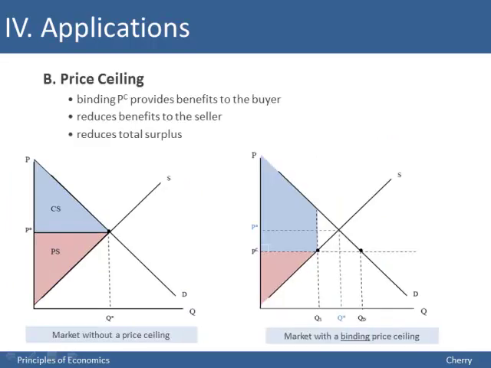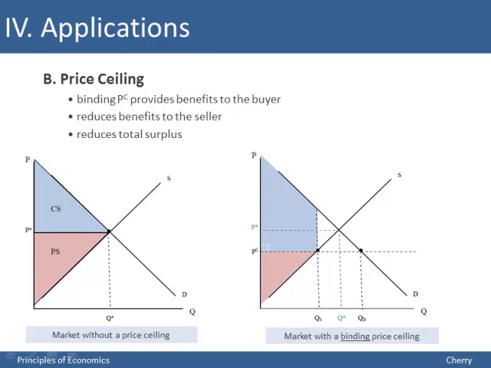So now let's look at price ceiling. We're going to examine a policy that introduces a binding price ceiling into a market. Generally, what we see is that the binding price ceiling is going to provide benefits to the buyers, the ones that are able to buy. It reduces the benefits of the sellers while reducing the number of sellers, and it reduces total surplus.